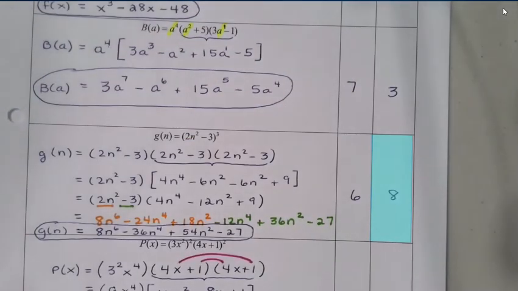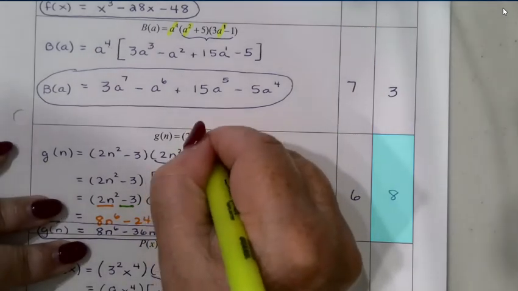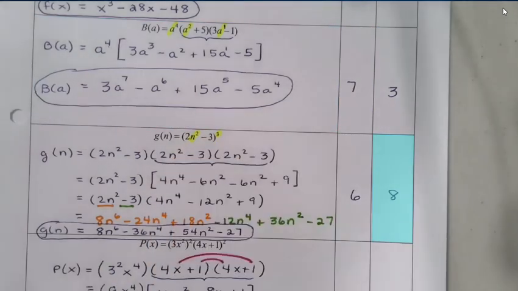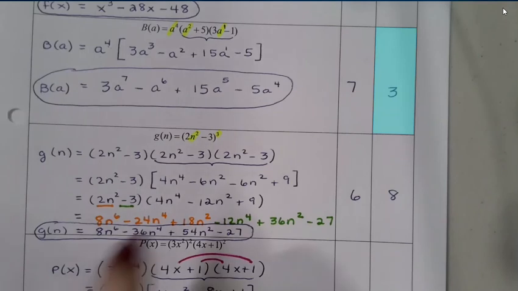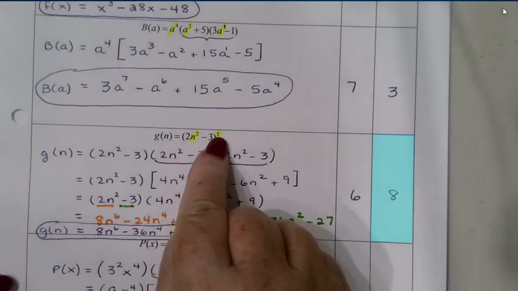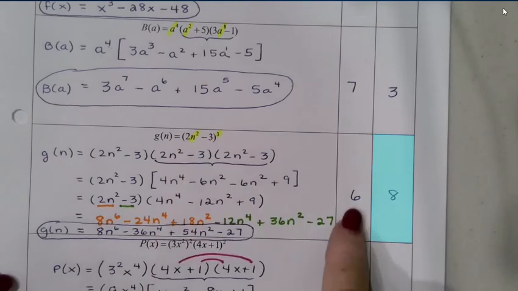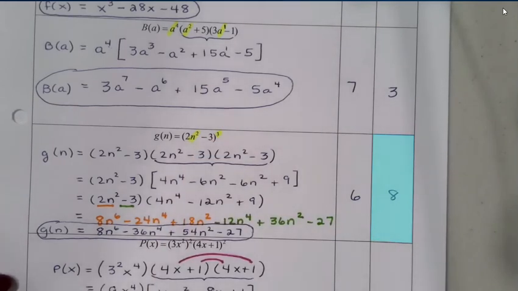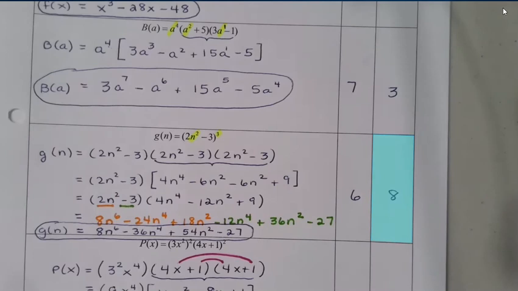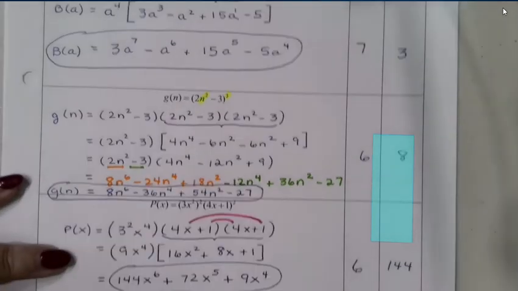Here, I have n squared, but it's being raised to the 3rd power. A power raised to another power, we multiply exponents. 2 times 3 would have given me a 6th power. And this last one's probably the most complicated of all, but I think we can do it.